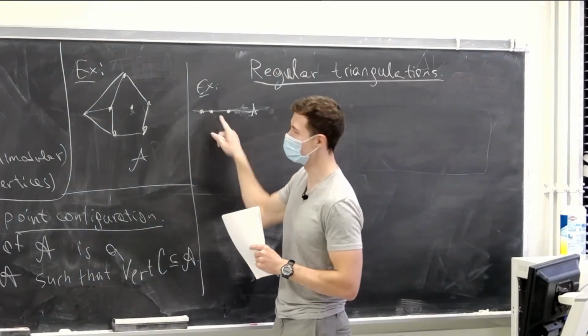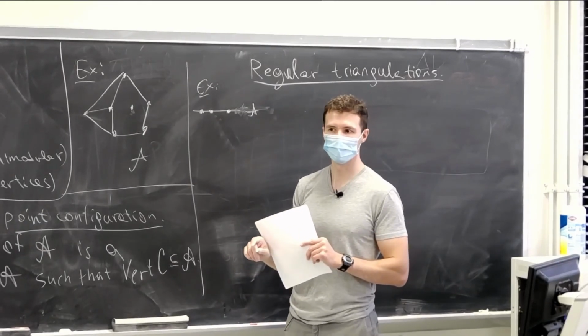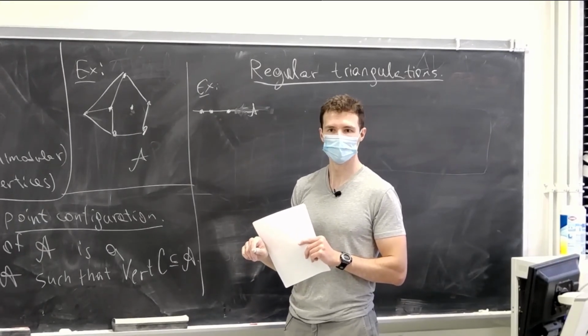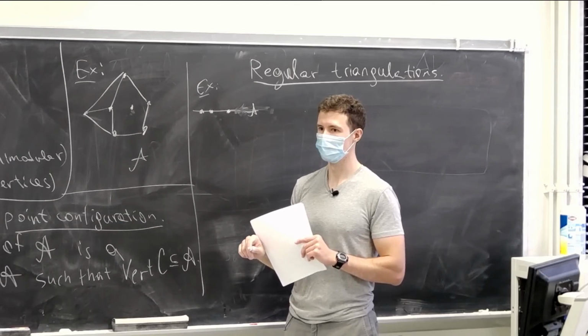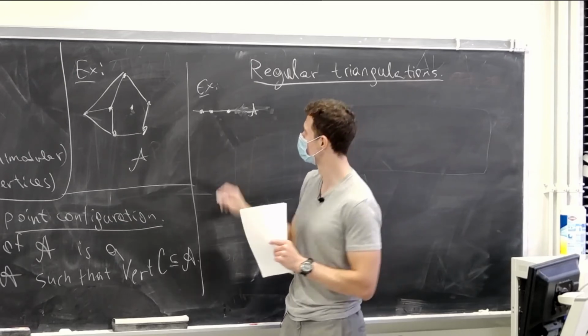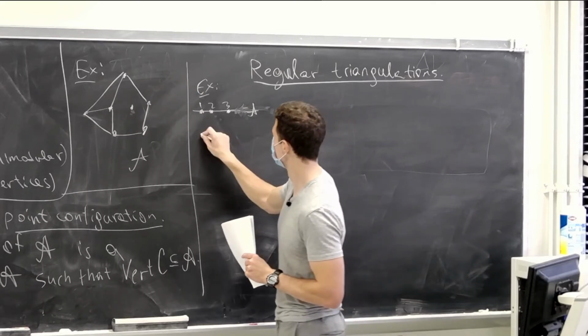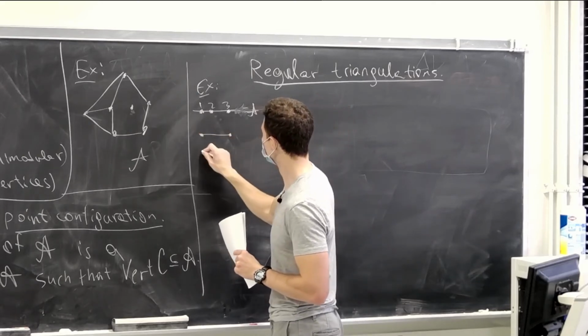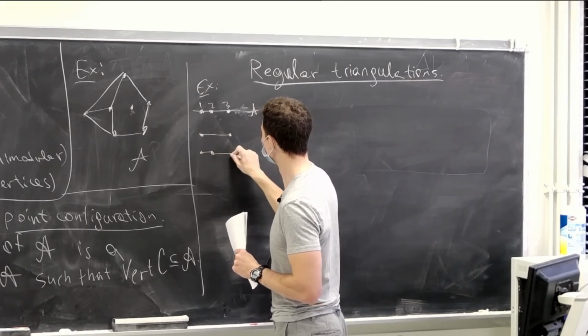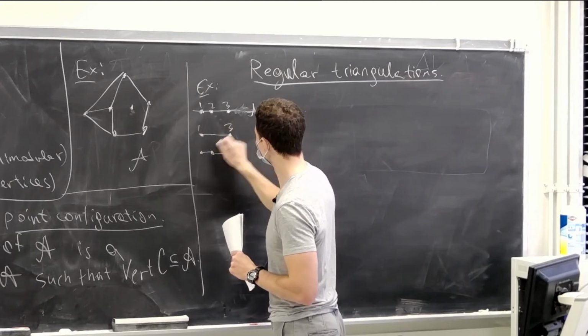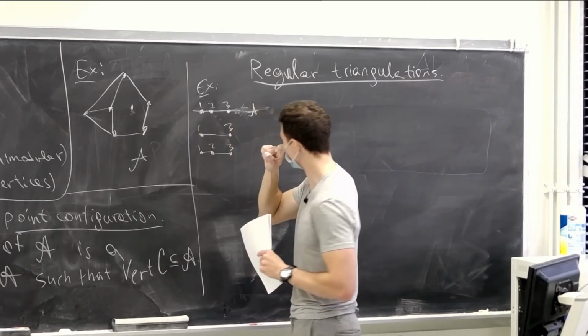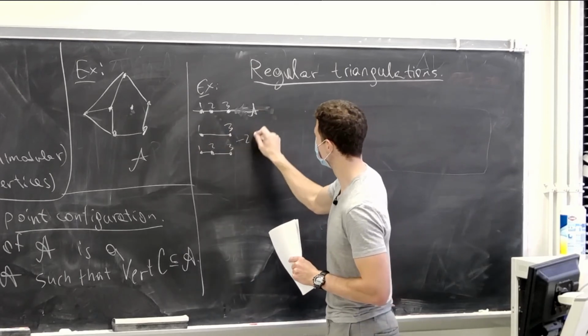So yeah, how many triangulations does this point configuration have? 2. Which ones? Nice. Okay. 1, 2, 3, and 1, 3. Yeah, okay, these are the 2 triangulations.